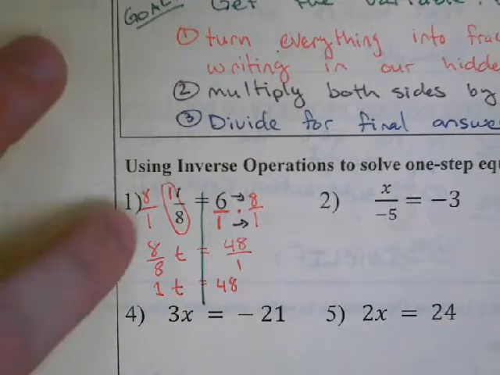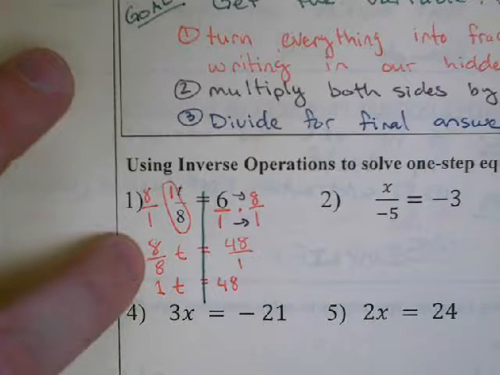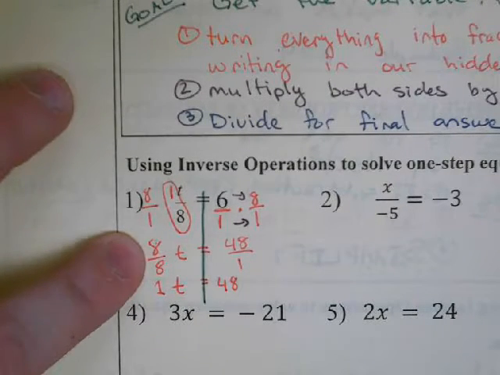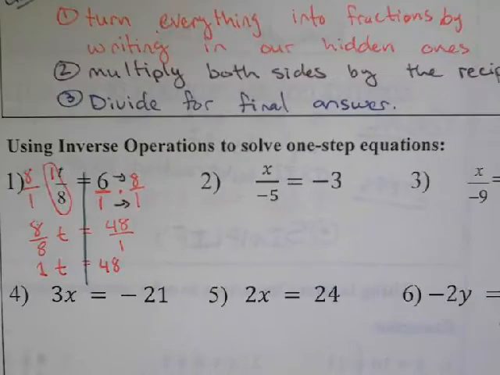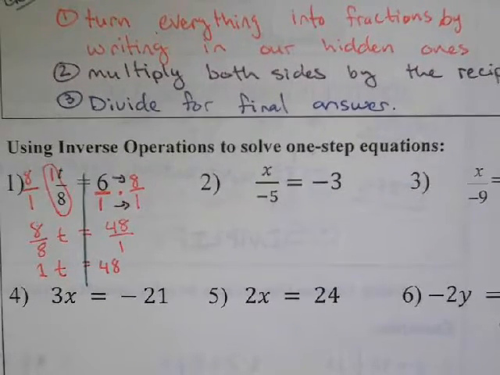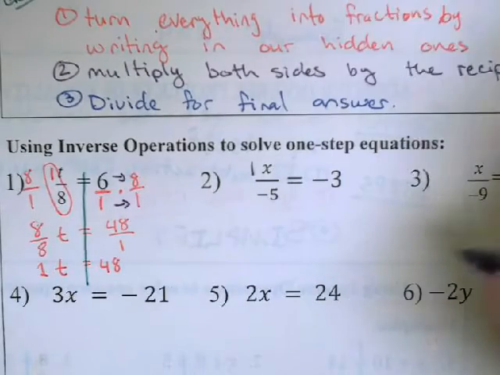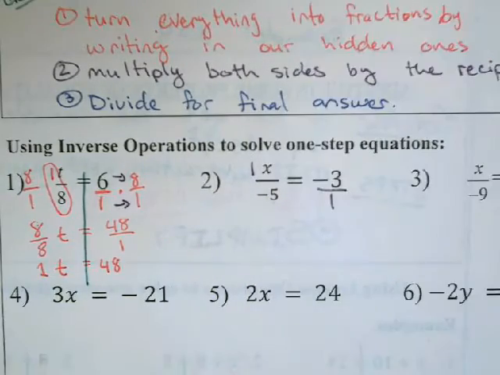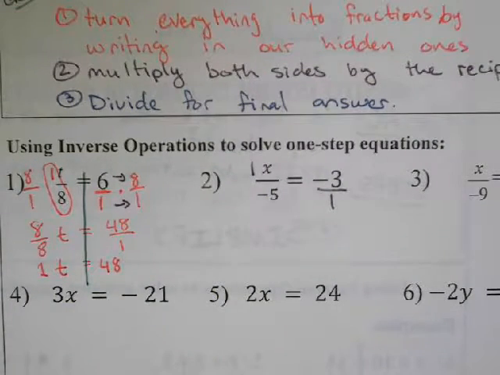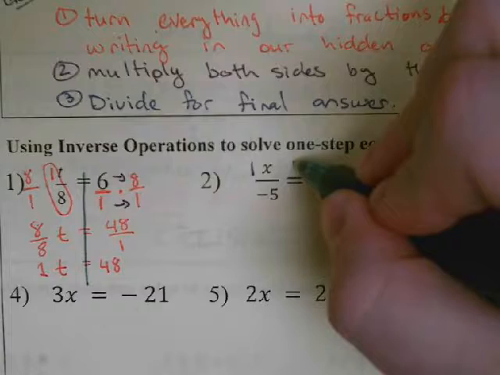Well, we don't have to write all this in our middle line as much. So let me show you what I mean by that. So number 2, because what we're going to do is cross some stuff out. So I'll write in my hidden ones, 1 next to the x, negative 3 over 1. We'll put our line down the middle.